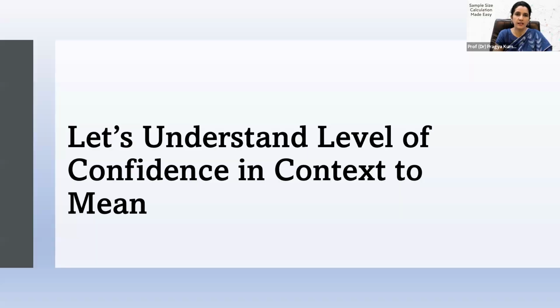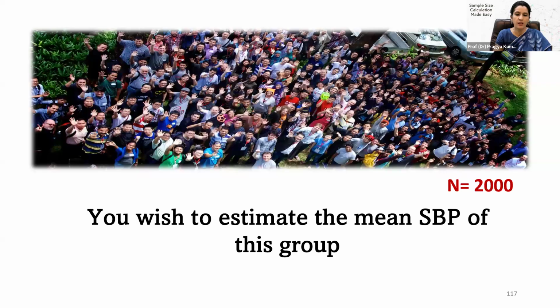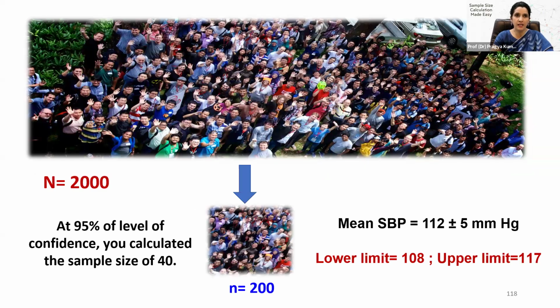So now let's understand the level of confidence in context of mean. In this picture, let's say there are 2000 people and we wish to estimate the mean systolic blood pressure of this group. At 95% level of confidence, I have calculated the sample size as 40. Out of this, I have taken 200 people and the mean BP of these people is 112 with a standard deviation of 5. So I will say that the lower limit is 18 and the upper limit is 117.